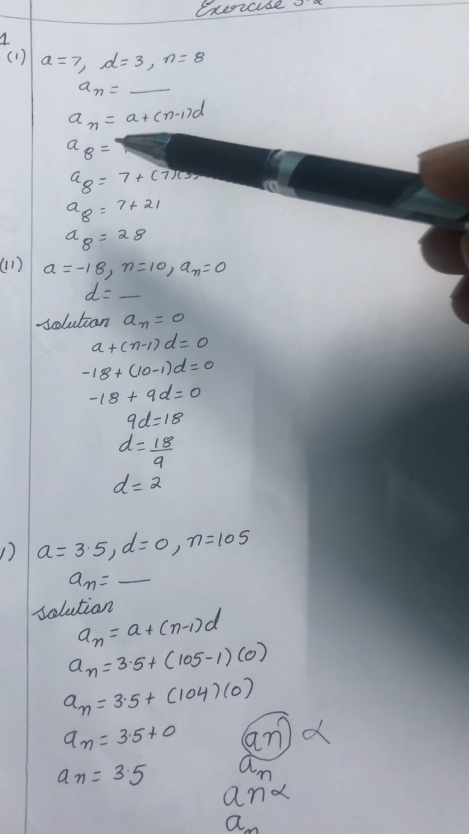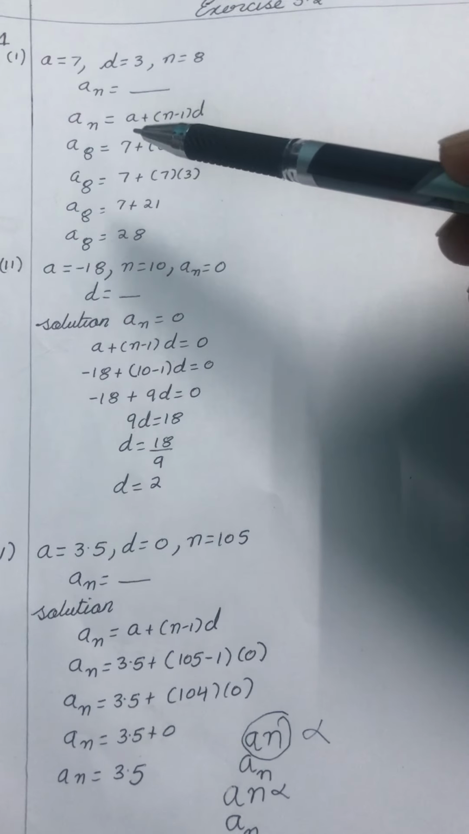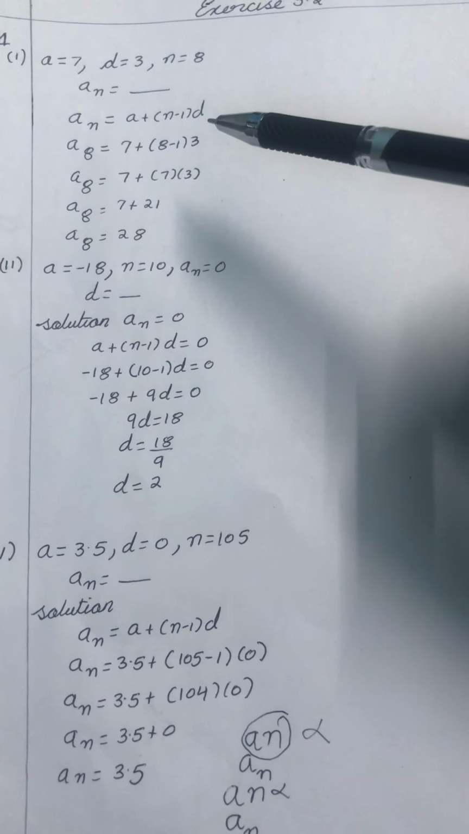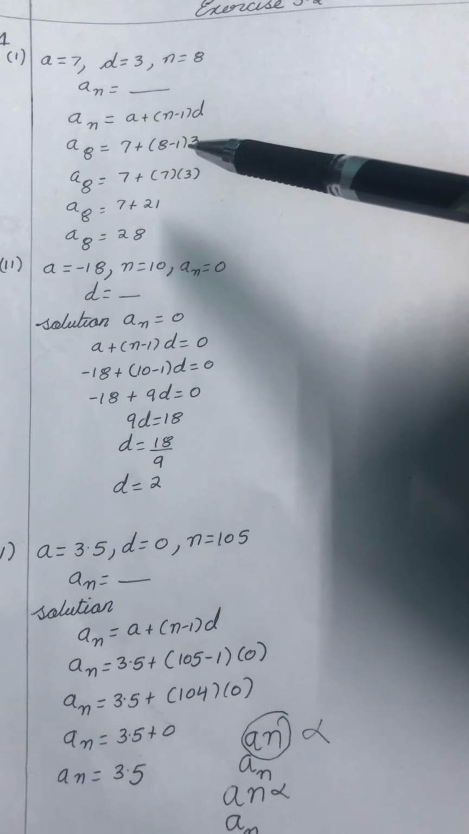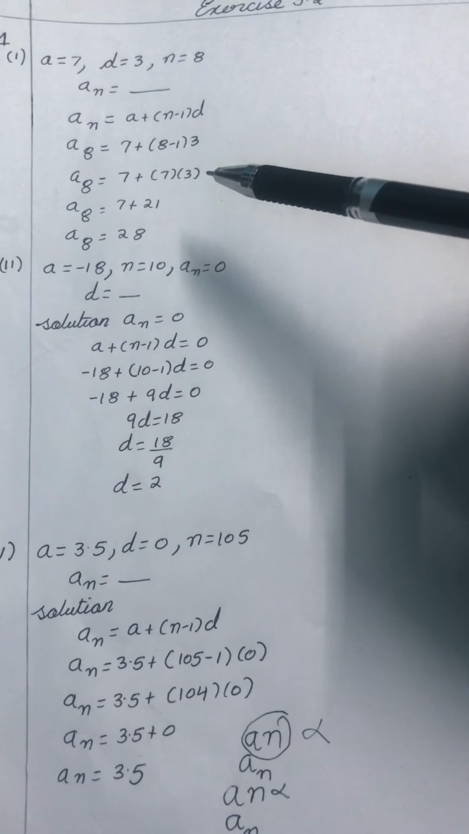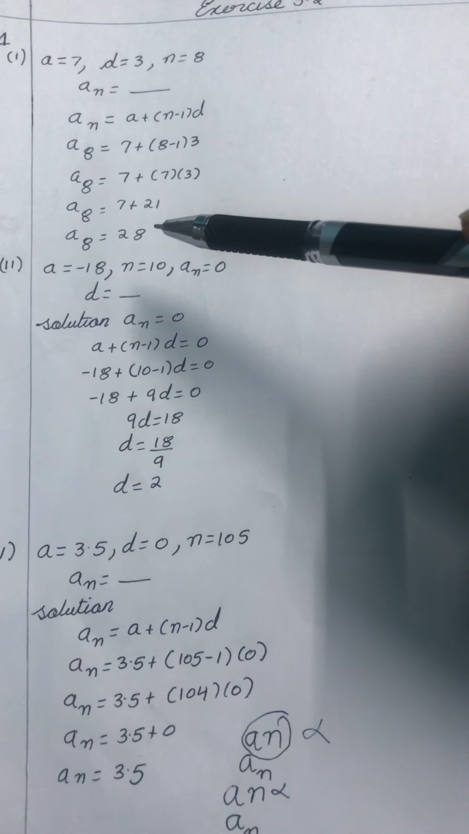So apply the formula an equals a plus (n minus 1)d. Substitute the value of a, that is 7, the value of d, that is 3, and the value of n, that is 8. First solve the bracket: 8 minus 1 is 7. 7 times 3 is 21. 21 plus 7 is 28. So the 8th term of this AP is 28.